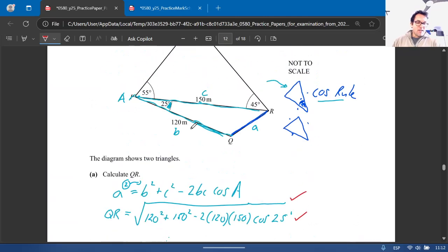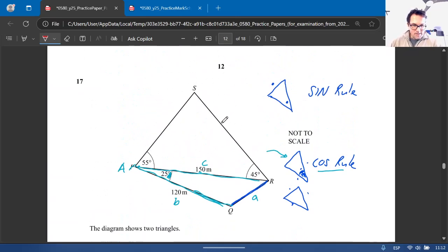Next we could calculate RS. RS is this distance here. Okay. Which forms part of this triangle. Now, can I use the cos rule? No, because with angle 55, I don't have the two sides next to it. And this angle here, I don't have the two, can't use the cos rule. Okay, we're not working with three sides. So it must be the sin rule.